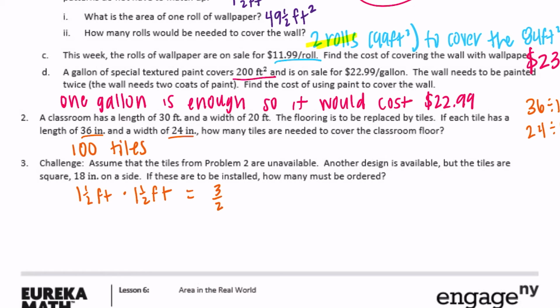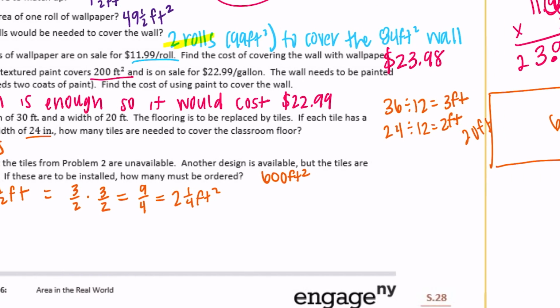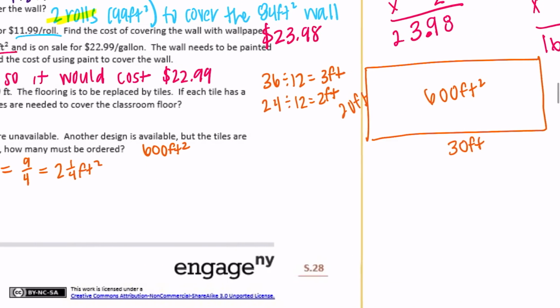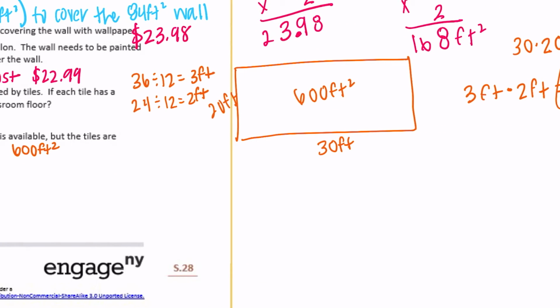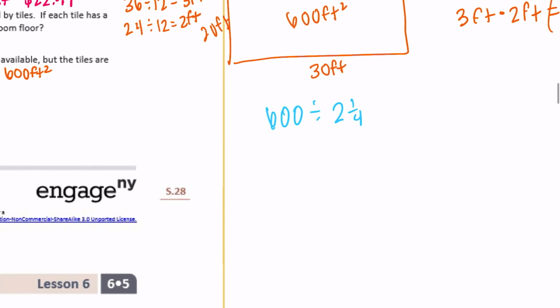I'm going to make that 3 halves times 3 halves is equal to 9/4 or 2 1/4. So each one is 2 1/4 square feet. The size of the classroom didn't change, so 600 square feet. That's still the size of the classroom, but now we need to break it into 2 1/4 foot squares. So I'm going to do 600 divided by 2 1/4. And if you remember how we learned to divide fractions, we can flip and multiply.